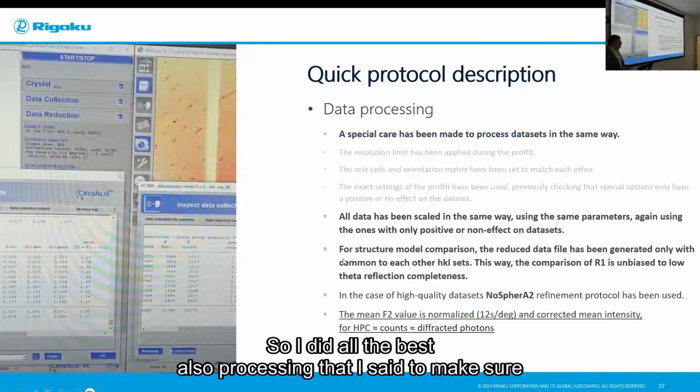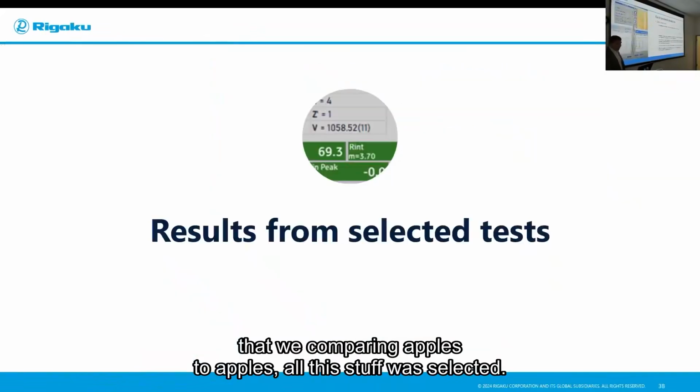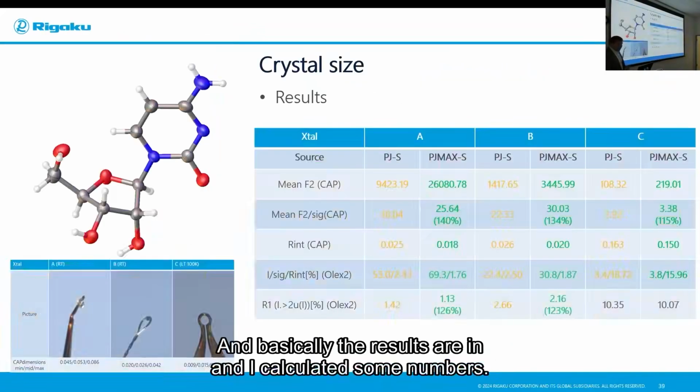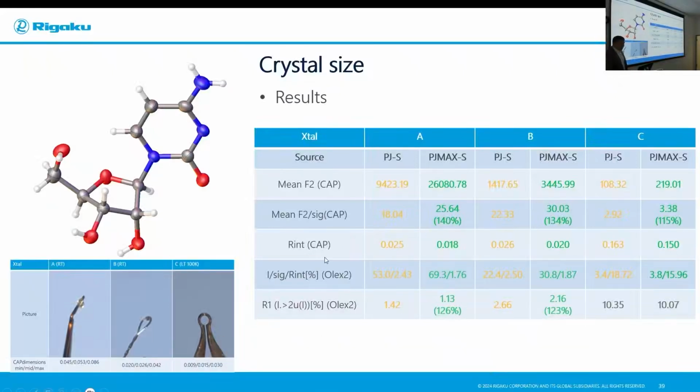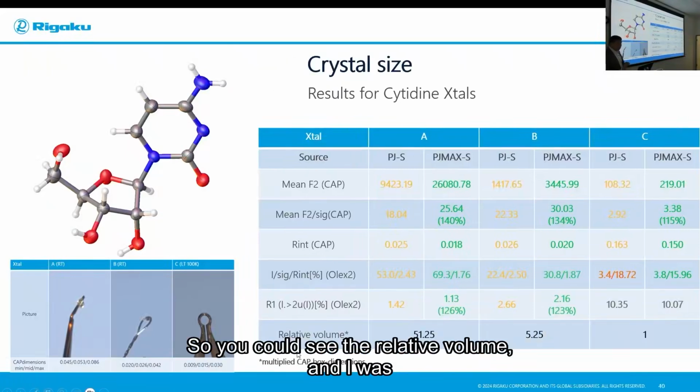So I did all the best, also processing the data sets to make sure that we are comparing apples to apples, all the same things were selected, and basically the results are in. And I calculated some numbers. Those were from that titled in, so you can see the relative volume.